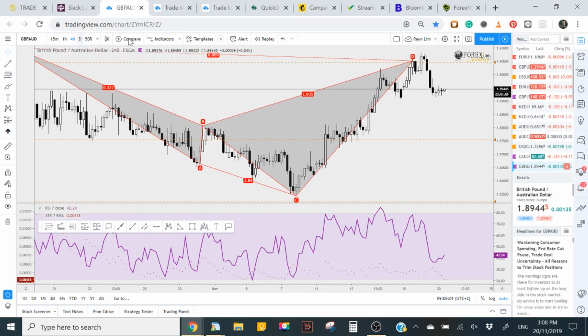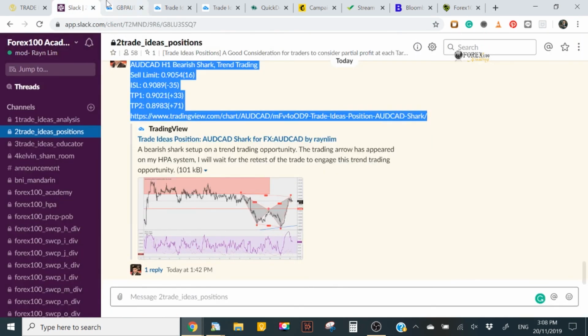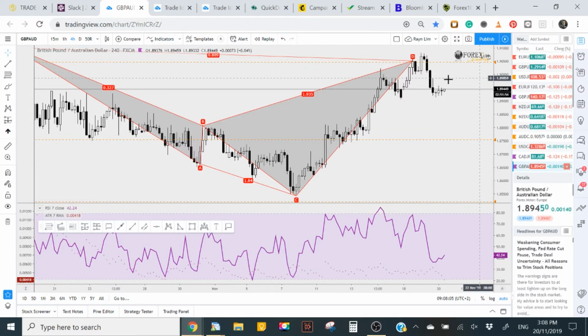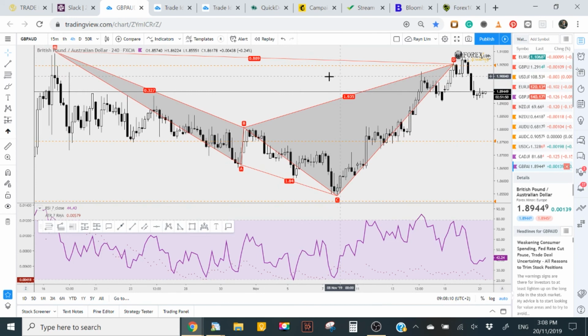Alright, so waiting to engage this trade. I'll be sharing with my subscribers once this trade is up. In fact, just now I wanted to share it, but because we are a bit tight on time, so that's what we do, guys.